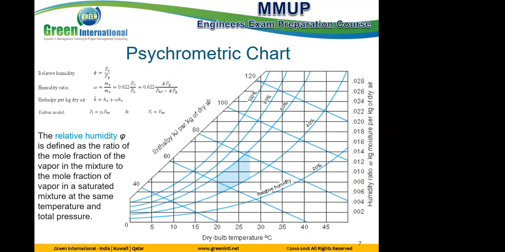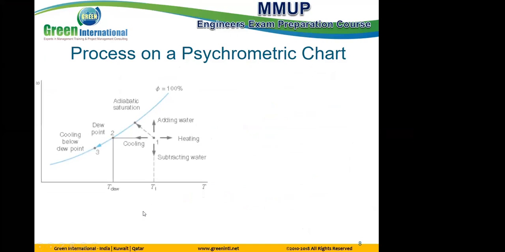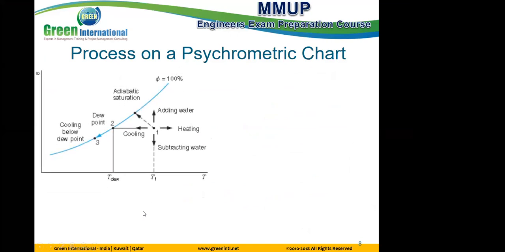Just the definition for relative humidity, which is defined as the ratio of the mole fraction of the vapor in the mixture to the mole fraction of the vapor in a saturated mixture at the same temperature and pressure. What are the processes in the psychrometric chart? There are 4 processes, and a process may be a mix between any 2 of these 4. First one is sensible cooling.